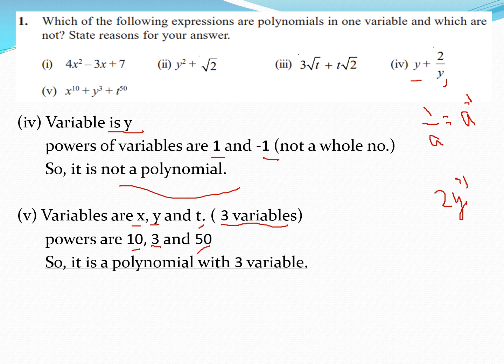So it means the given expression is a polynomial, but it is not a polynomial in one variable. It is a polynomial in three variables. Why three variables? Because in this expression x, y and t, three variables are used, but all the powers are positive. So it is a polynomial but with three variables.